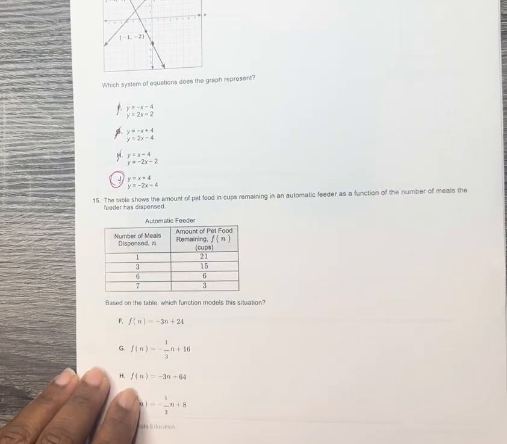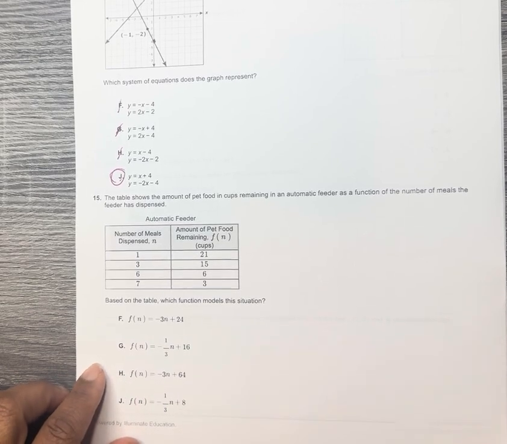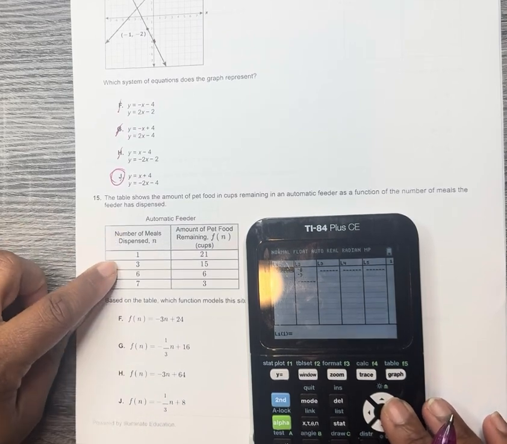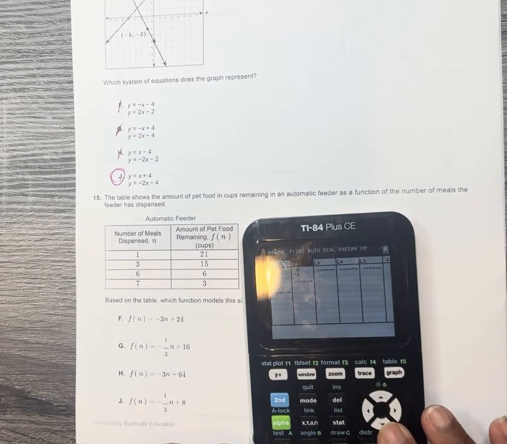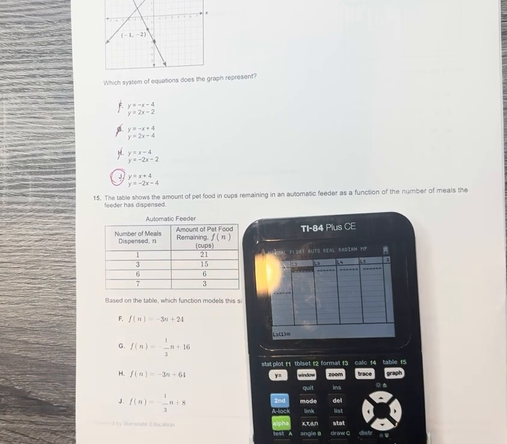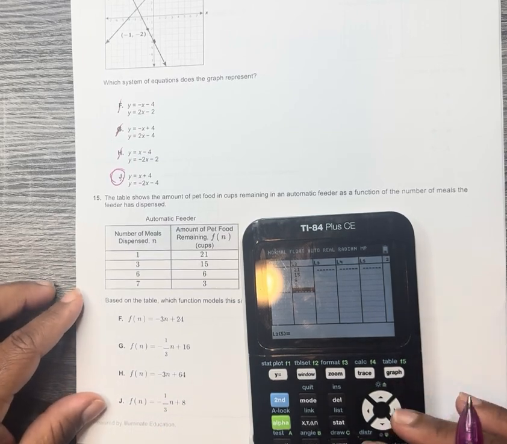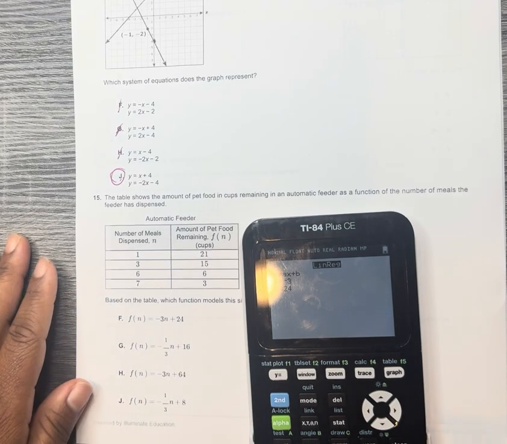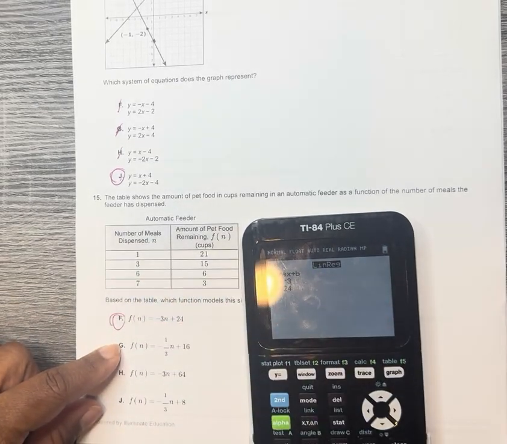All right, here we're given a table. It says based on the table, which is the equation. This is in slope-intercept form. So all we got to do is go to Stat, Edit, and L1. We're going to put the number of meals. So 1, 3, 6, 7. And in L2, we're going to put the amount of pet food remaining. So that's 21, 15, 6, 3. All right, and then go to Stat, Calc 4. And so you have -3x plus 24, which is F.